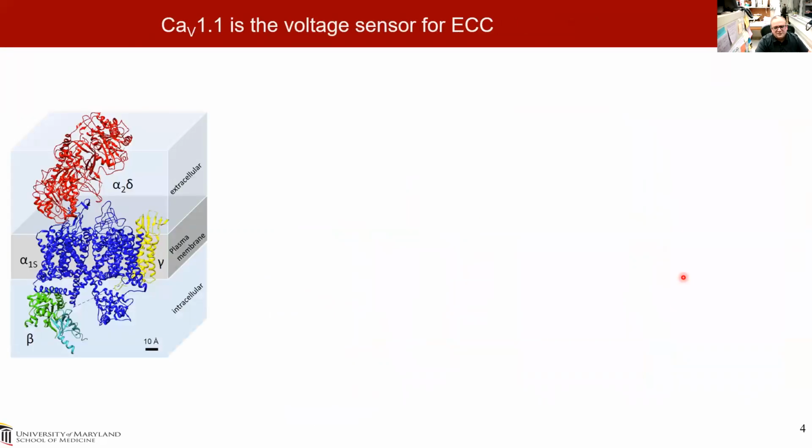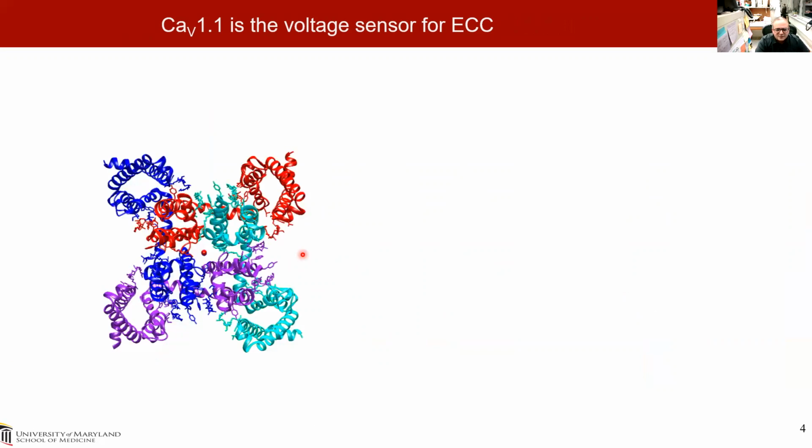The primary function of CaV1.1 during excitation-contraction coupling is to work as a voltage sensor. It is composed of alpha-1, beta, alpha-2 delta, and gamma subunits. The alpha subunit forms the calcium channel pore itself, and it also has the voltage sensing machinery and is the main site of pharmacological modulation.